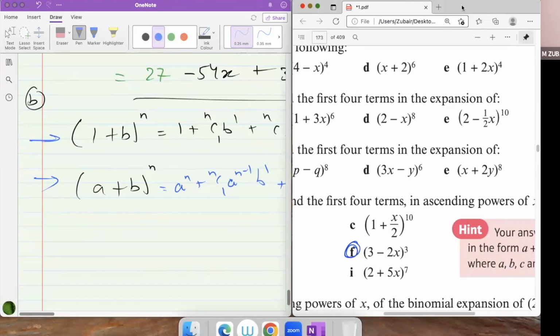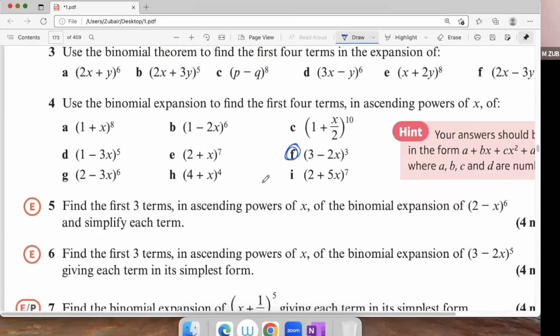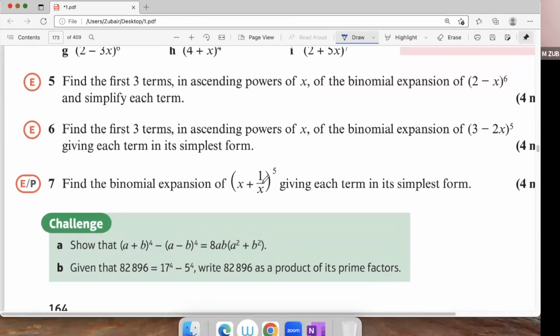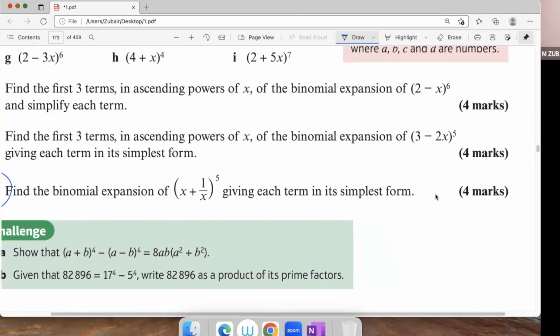Okay, can you try this with me? Let's do question number 7. It says find the binomial expansion of this, giving each term in its simplest form.